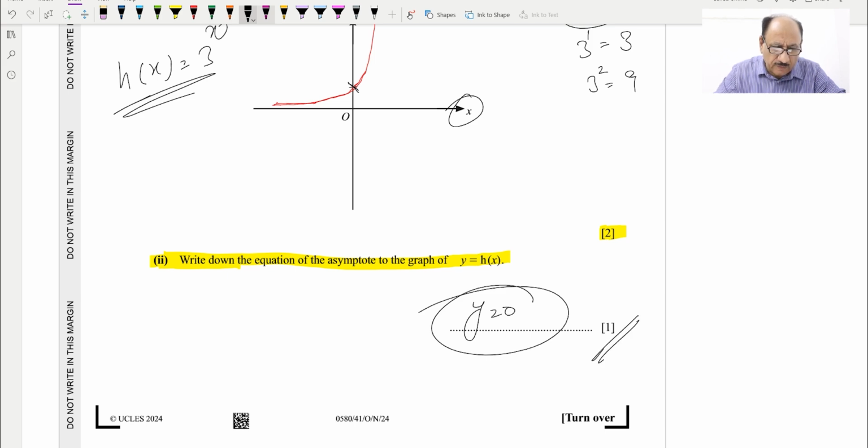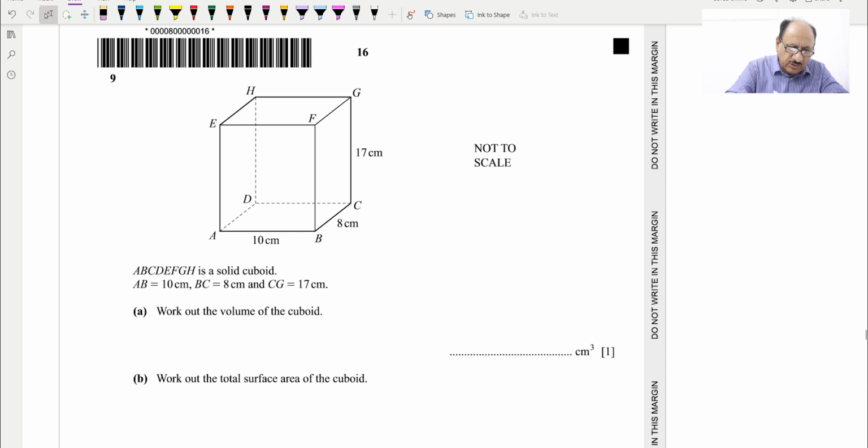Hopefully you understood this. Now this is question number 9, and question number 9 says diagram is not to scale. ABCDEFGH is a solid cuboid. So AB is 10, BC is 8, and CG is 17. And work out the volume of the cuboid.